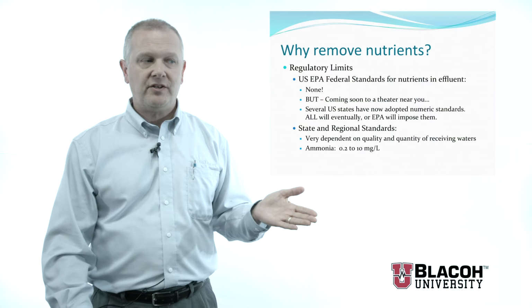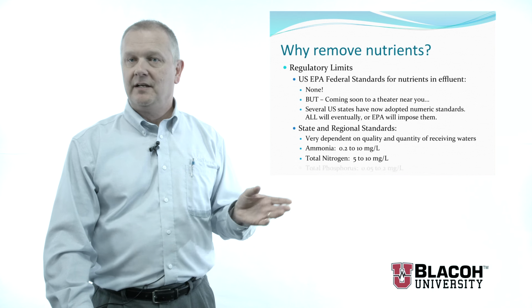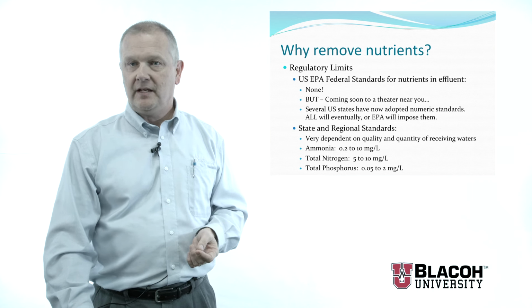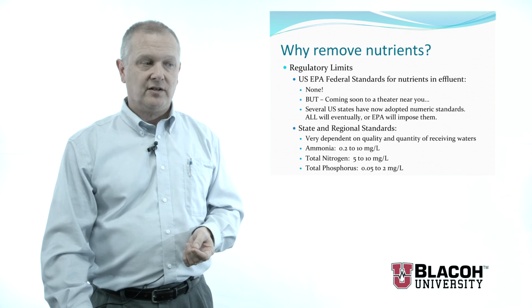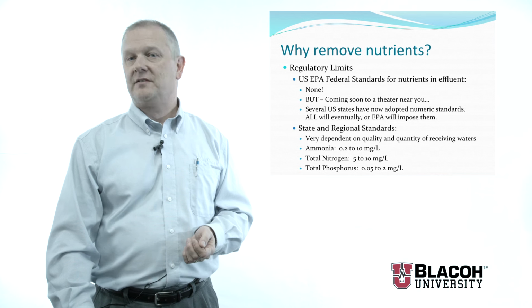But usually right now we're seeing standards being very tight when a treatment plant is emptying into a sensitive stream, a fishing stream, a small shallow lake, and so on, where eutrophication can occur very easily. We're seeing ammonia limits down to as low as 0.2 to 10 milligrams per liter, and total nitrogen limits down between 5 and 10 milligrams per liter, and phosphorus limits as low as 0.05 to 2 milligrams per liter. Very low limits on phosphorus.